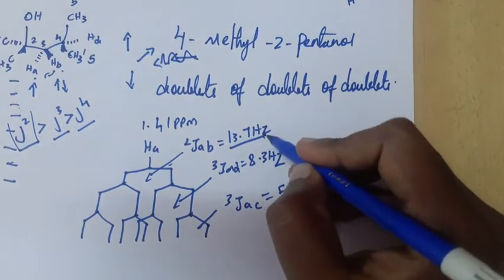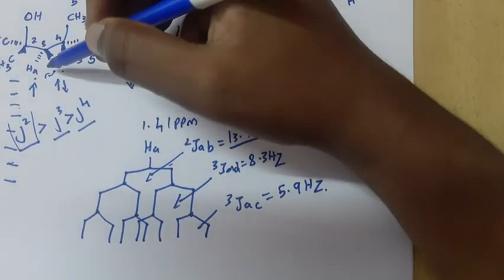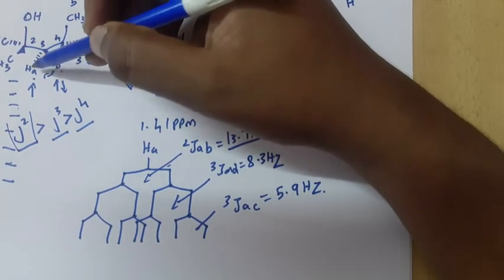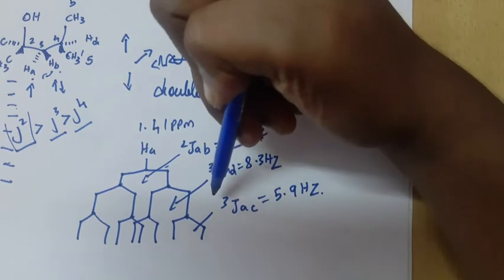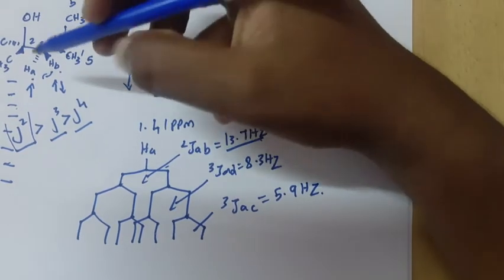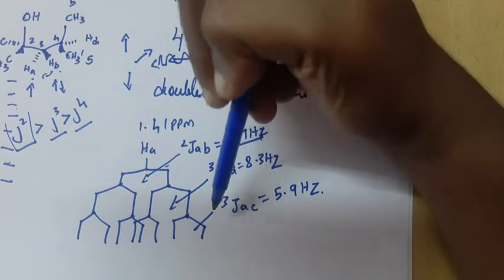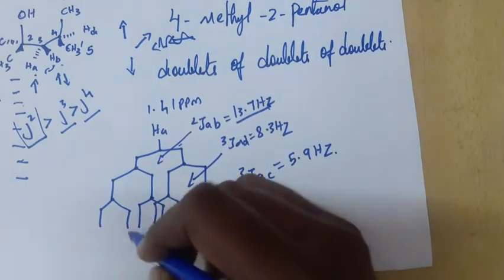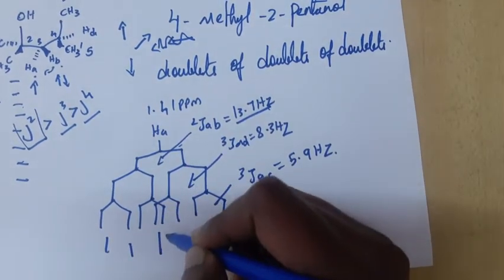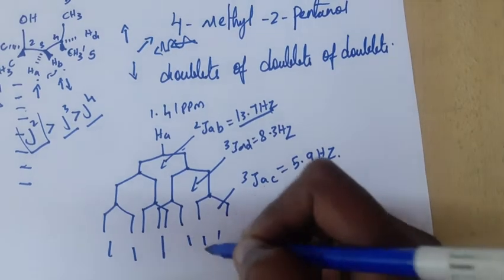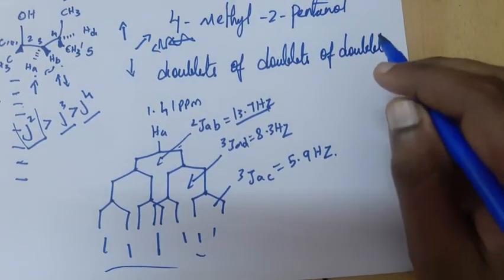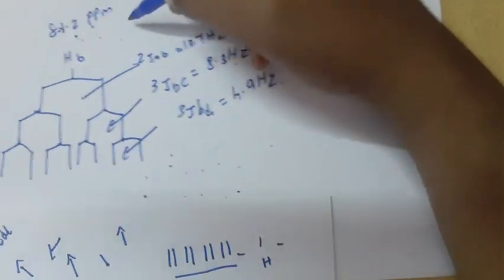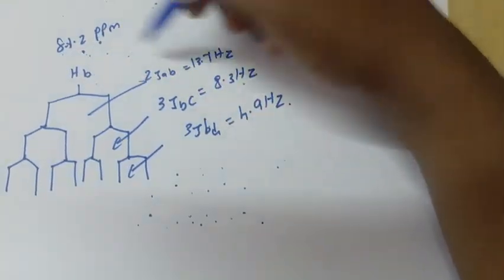It's going to be 13 Hertz, and the split due to B is going to have a larger effect than this, and HD is having a much lesser effect than this, and HC has an even lesser effect. So what we thought is we are going to get 8 lines, but we only get 7 lines because these 2 lines are going to overlap. We only get 7 lines here, and the same thing is going to happen for the HB. The same kind of splitting.